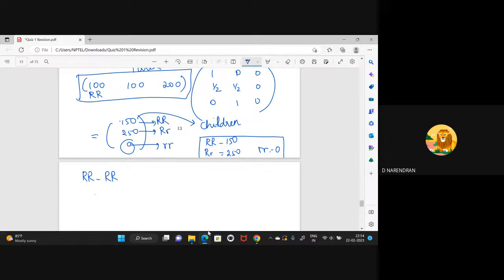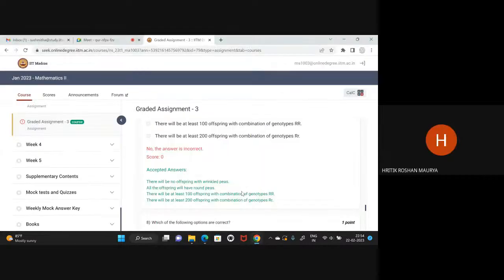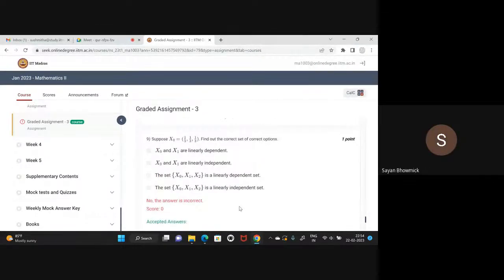Madam, actually, with the given options, the first generation is enough. Only the first generation is asked. Because in the ninth question, there is X1, which means the next generation. Yeah, X1 and X2 are there. Okay. And X0 is given, actually, I guess. Yeah, X0 is given.